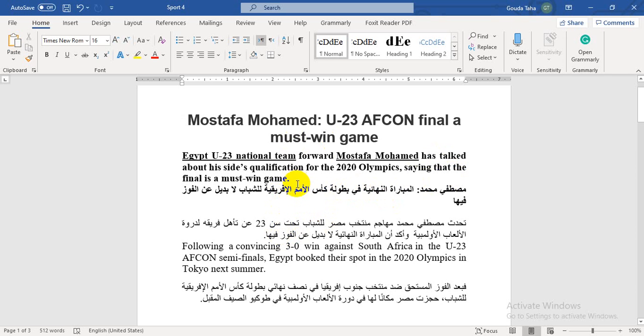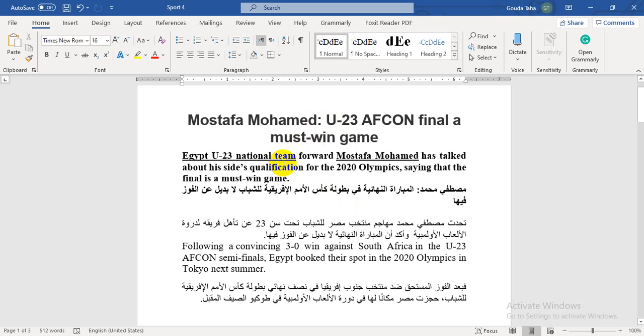Again, let's compare this. Yes, we have the same information, of course. Nothing is missing here. All the contents have been transferred. And let's go to the next one.